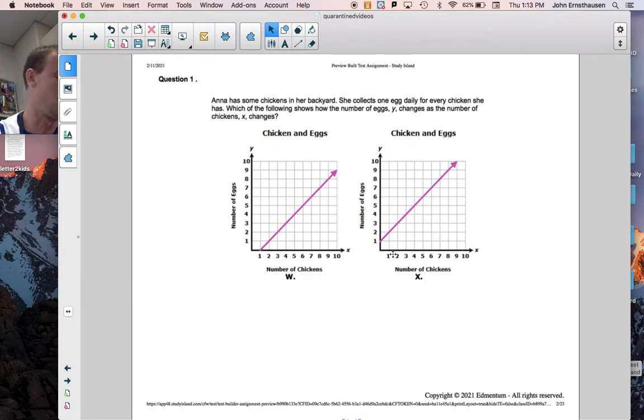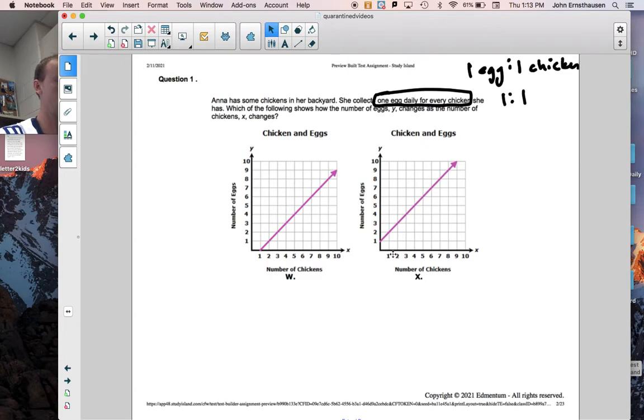Hopefully it makes sense. So number 1 says, for me, Anna has some chickens in her backyard. She collects 1 egg daily for every chicken. So basically, she's collecting 1 egg daily for every chicken she has. Which of the following shows how the number of eggs, Y, changes as the number of chickens, X, changes? So we're talking 1 egg to 1 chicken. So we have a 1-to-1 ratio. So the X and the Y are going to be 1-to-1. So every time the X goes over 1, the Y goes up 1.